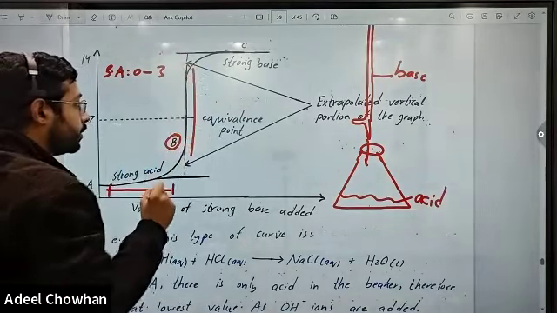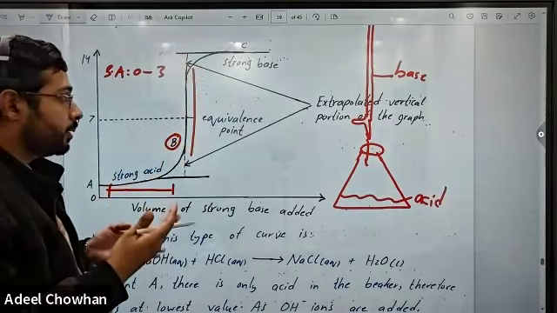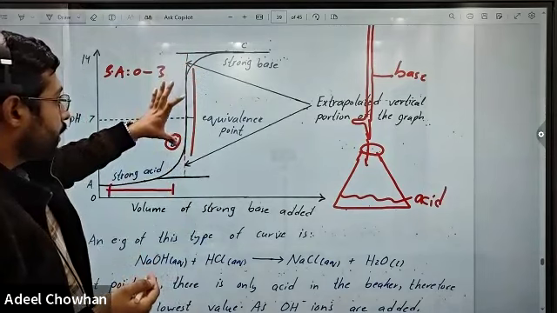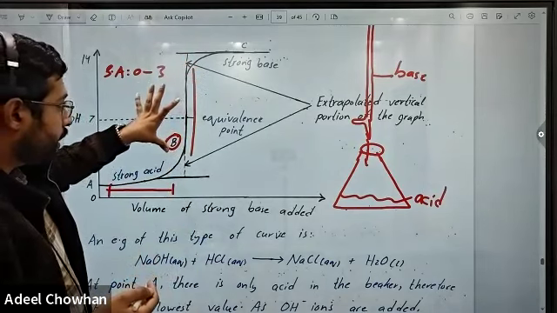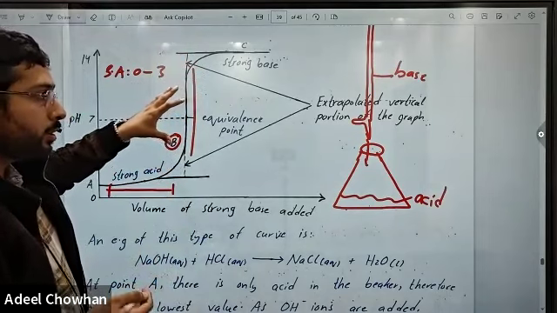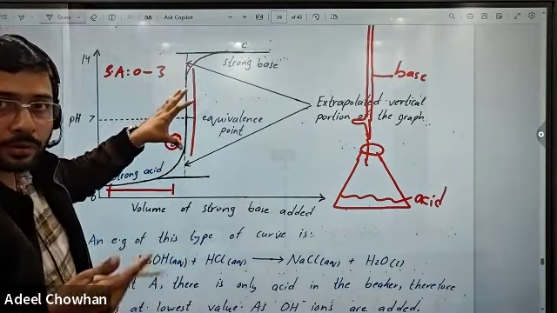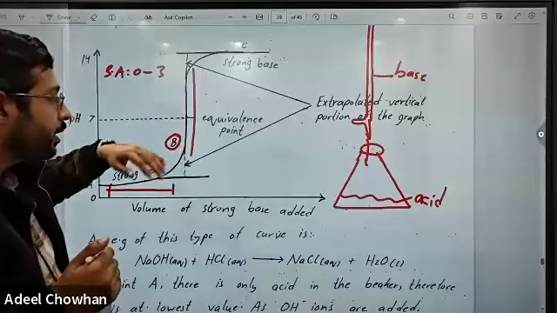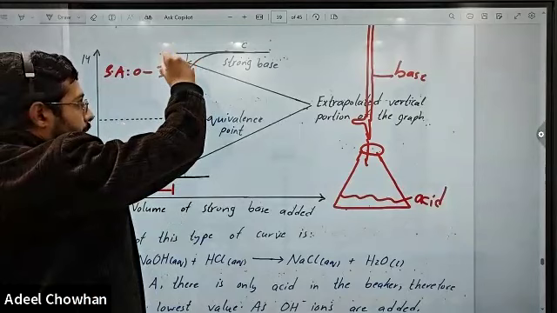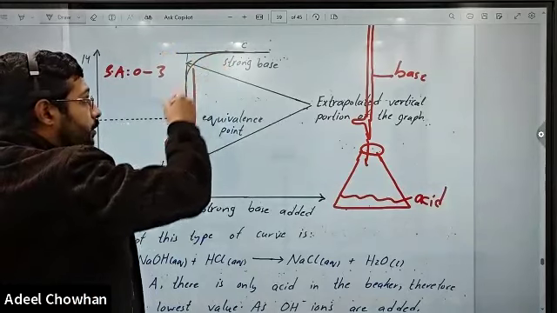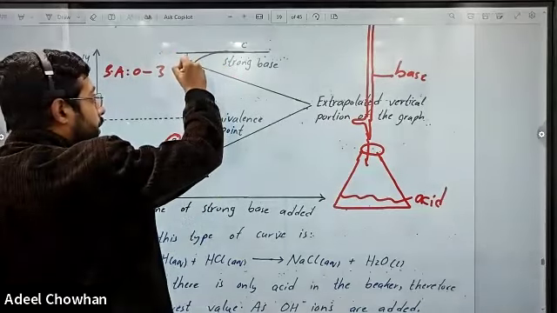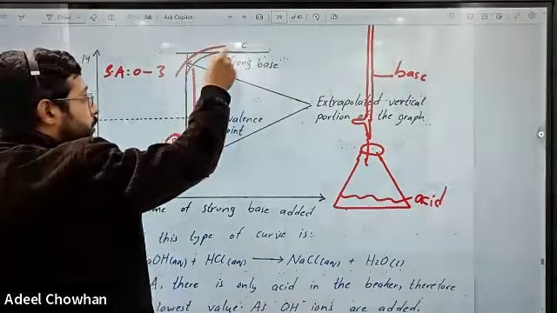There is an abrupt increase in the pH value, and this is the portion which indicates the reaction between an acid and a base on the basis of equivalent amounts of hydrogen ions and hydroxide ions. I will elaborate on this later. After this abrupt increase of the pH is completed, we again have a gradual increase of the pH value from this portion.